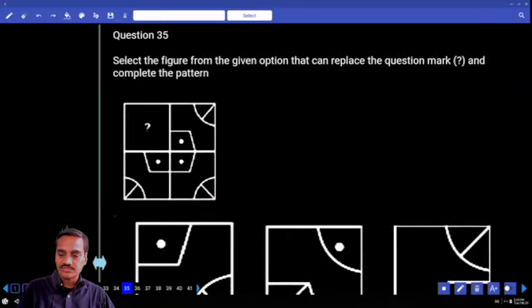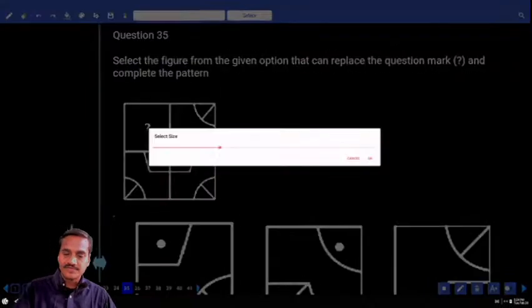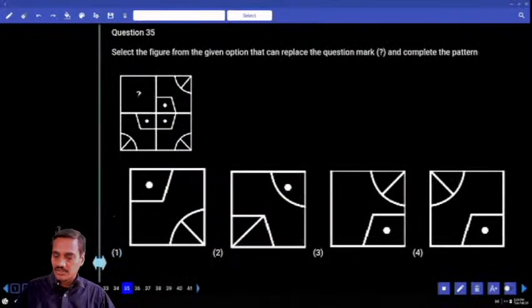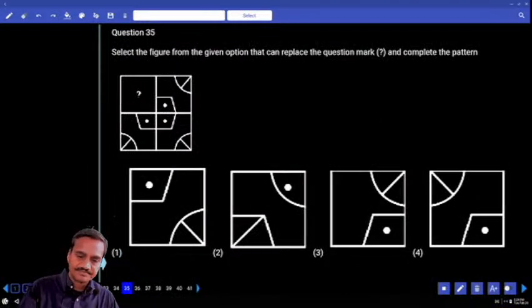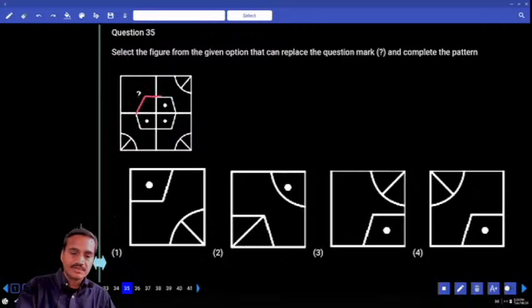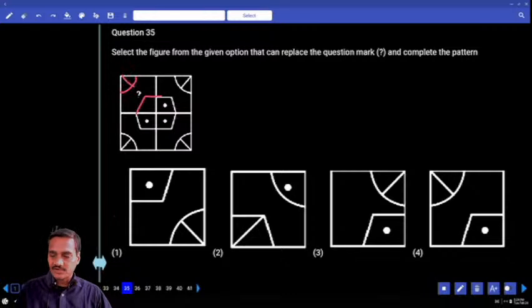Then coming to question number 35. Question 35 is figure completion. Now in this figure completion, tell me, what is there? That is all, right? Now this is the figure we have. Then tell me where it comes. And there is a dot over here, that is the choice for question number 35.